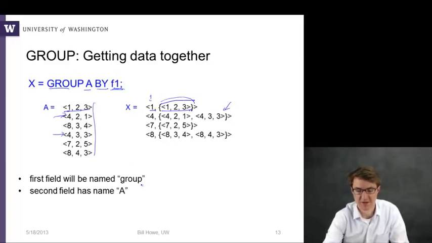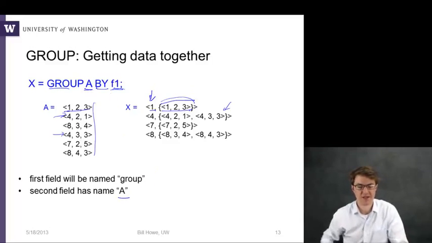Sorry, I just lied. The first field is defaulted to the name group, and the second field is defaulted to the name of the original data set.